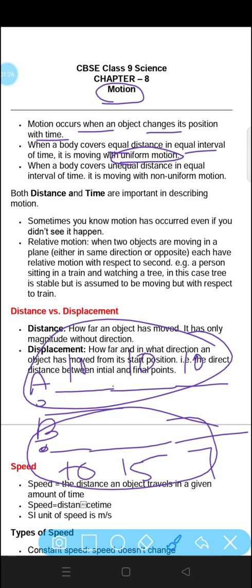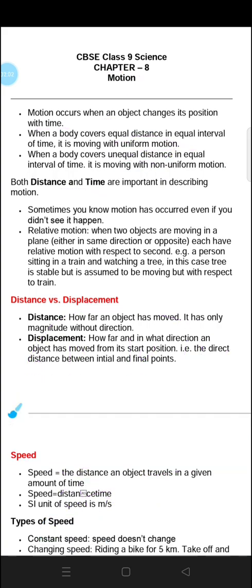Now, when a body covers unequal distance in equal interval of time, the time interval is already 1 minute, whereas the distance varies from 10, 15 to 7. This type of motion is called non-uniform motion. Now, both distance and time are important in describing motion. While we are describing motion, we need both things. One is distance, how much distance is being covered in given time, according to which we can describe the motion, either it is uniform or it is non-uniform.